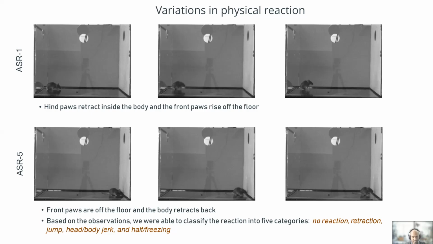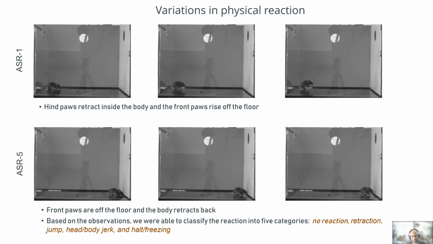For instance, in the first startle, once the tone played, the hind paws retracted first, retracting inside the body, and then the front paws rose off the floor. That was the physical pattern. But in the fifth startle, when you play the tone, the front paws go off the floor first, and then the body retracts back. So we are seeing variations within the behavior because we are doing this test in an unconstrained environment.